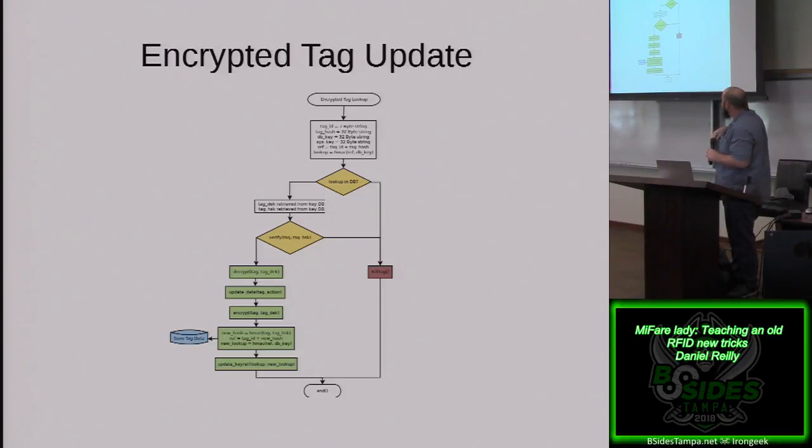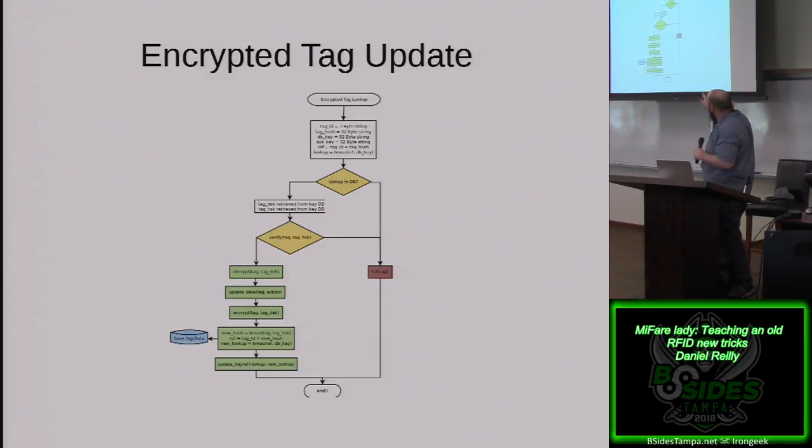If it can pull both of those back, it will continue down the left-hand side, and if it fails at either of those checks, you can brick the tag. So you can just overwrite the memory so that none of the sectors are readable again. I've heard that there are ways to undo that, but I have not actually seen it work.